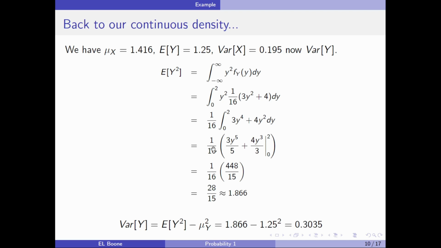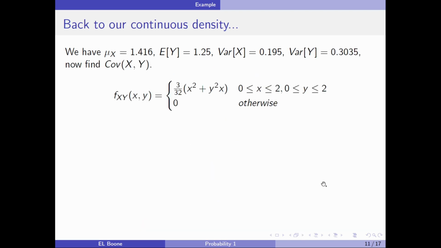Feel like you're done, but you're not done because you're using the shortcut formula. So let's go down and use the shortcut formula. We've got the first piece. We've got the second piece. We just got to steal it from up here. So we got 1.866 minus 1.25 squared, and that comes out to about 0.3035.